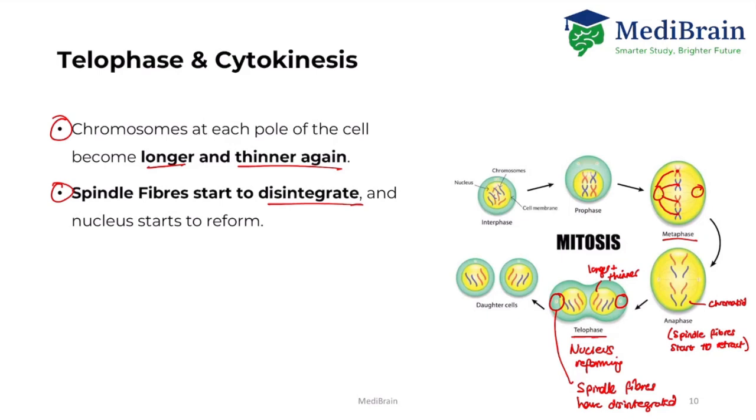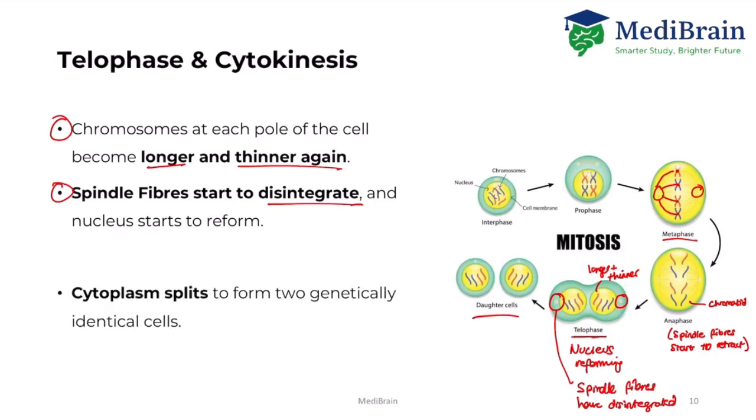And as we already know, as we touched upon, cytokinesis is your last stage to form your daughter cells. The cytoplasm splits to form two genetically identical cells. So remember, in cytokinesis, it's your final stage and it's forming your identical daughter cells. It's your division of your cell membrane and your cytoplasm, and you have your two identical daughter cells which have been formed. Okay, so that is telophase and cytokinesis. Okay, so that's basically the whole stage of mitosis.